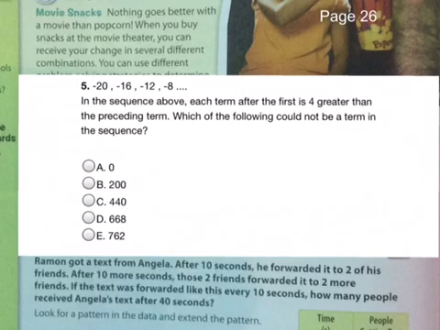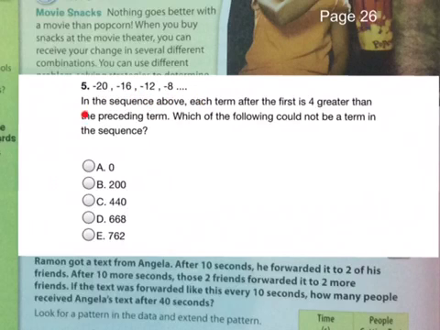So here's the question. -20, -16, -12, -8. Let's look for a pattern. It looks like it's always plus 4, doesn't it? Okay, because -20 plus 4 is -16. -16 plus 4 is -12. -12 plus 4 is -8, and so on.